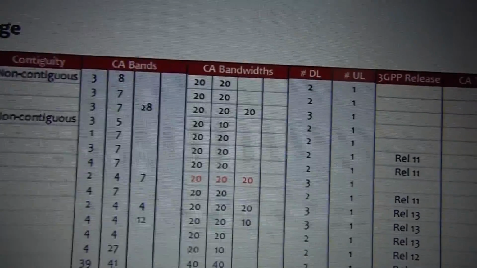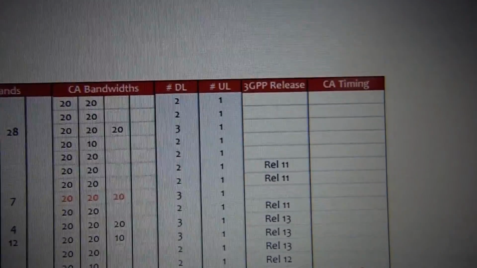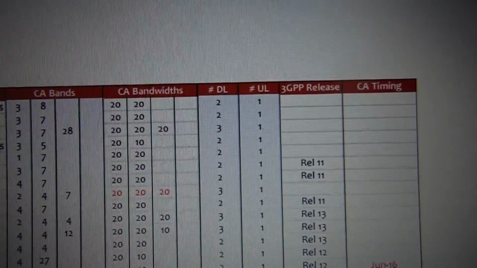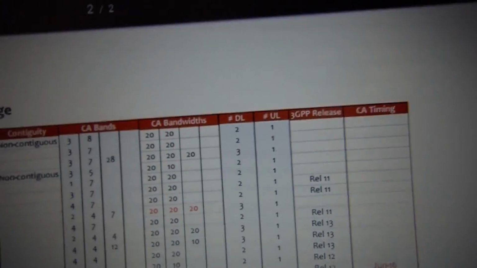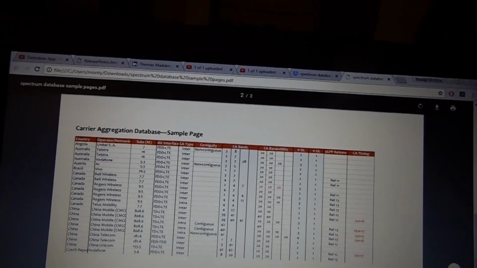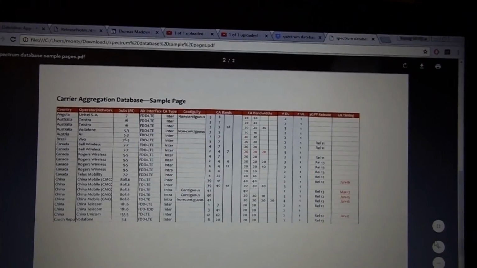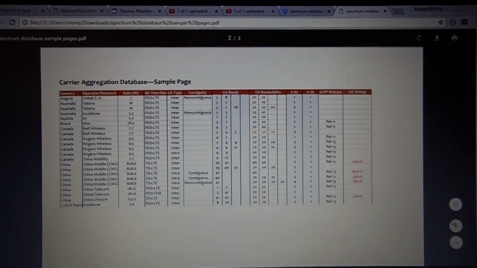There's one for how many downlink bands and one for uplink bands, and for which 3GPP release they were working off of and what standards they used, and then of course timing when they actually released it. So there's all these different details, but the database is like 2,000 lines long, probably more than that, probably 2,300 by now. And it's basically a way for us to analyze the mobile industry and see where things are going.